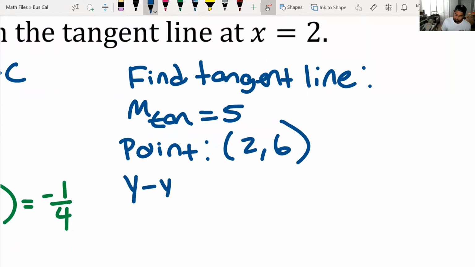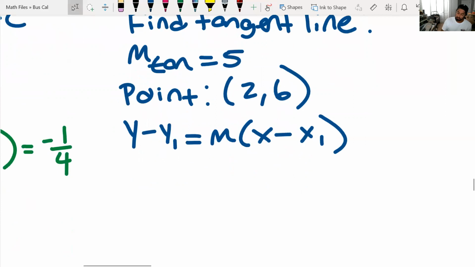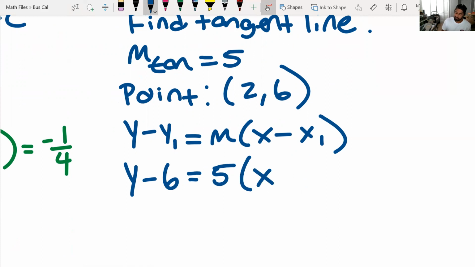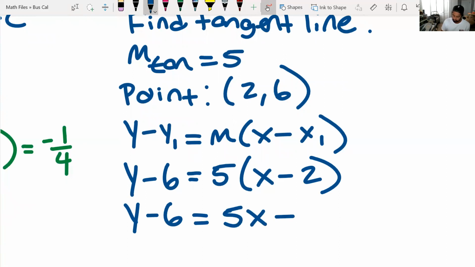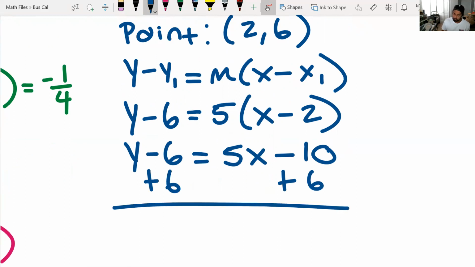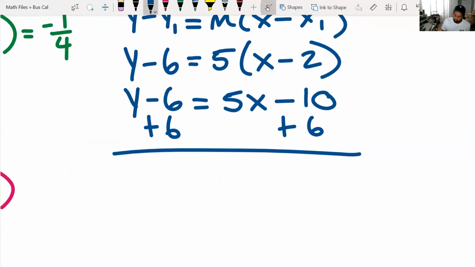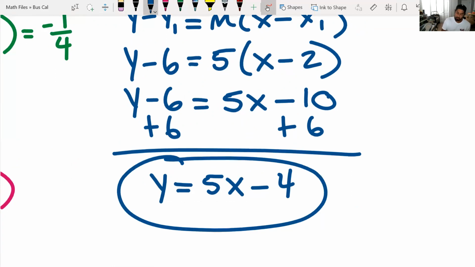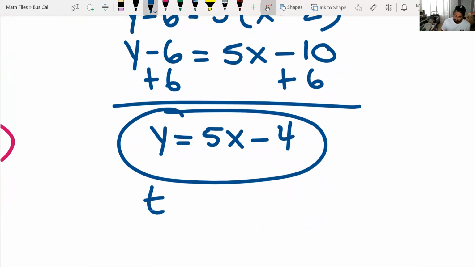So we will use y minus y1 equals m times x minus x1, and plug in all the numbers we have. y minus my y1 value of 6 equals my slope of 5 times x minus my x1 value of 2. Solve for y, and we get our tangent line. Add 6, and we get y equals 5x minus 4. This is our tangent line.